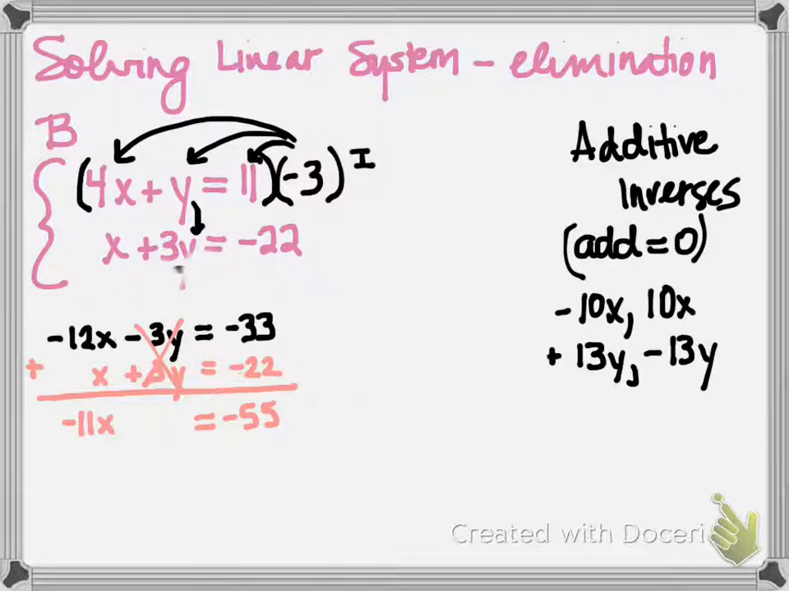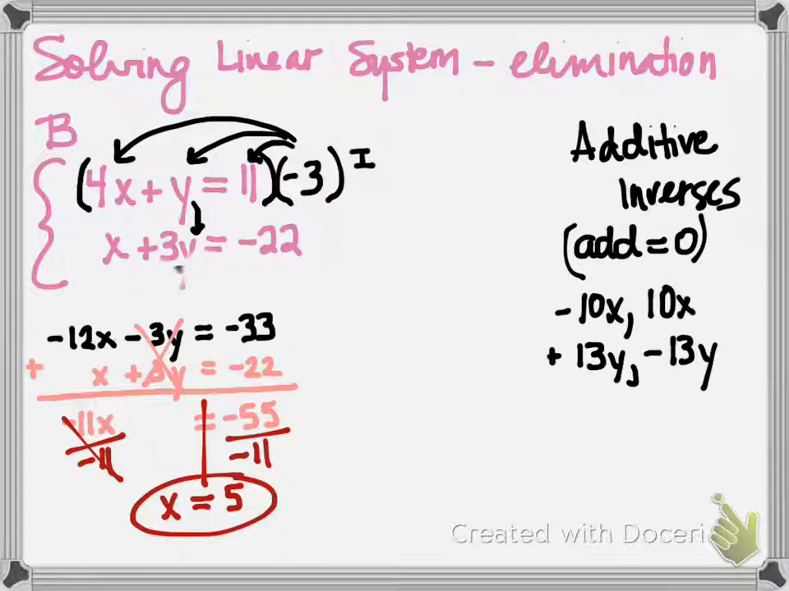So now we've got negative 11x equals negative 55. And we are just going to get x by itself. Solve that real quick. Right now it's being multiplied by negative 11. So to get rid of it, we will divide by negative 11. So x is 5. Careful with that. Negative 55 divided by negative 11 is positive 5. Haha! I got 5. I got x. It's 5. But now I need y.